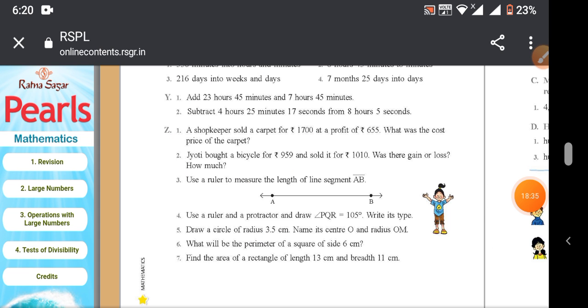Okay, next. In that first one, a shopkeeper sold a carpet for rupees 1700 at a profit of rupees 655. What was the cost price of the carpet? So here he got a profit of 655. So we have to subtract this 655 from this 1700. So 1700 alli 655 anna subtract madidre, ee profit anna subtract madidre namge price of the carpet sigutte.